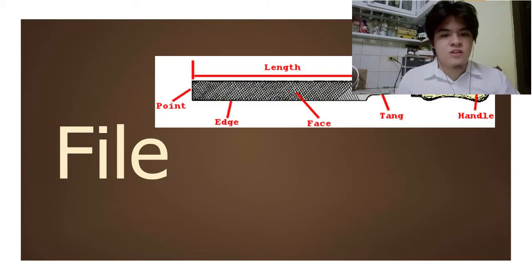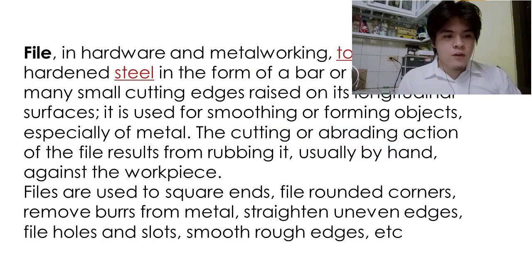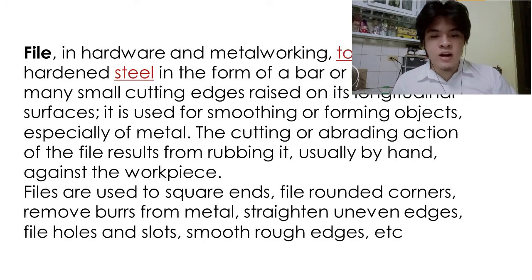So, what is a file? A file is a tool of hardened steel in the form of a bar or rod with many small cutting edges raised on its own longitudinal surface. It is used to remove fine amounts of material from a workpiece. It is common in woodworking and metalworking and other similar trades.